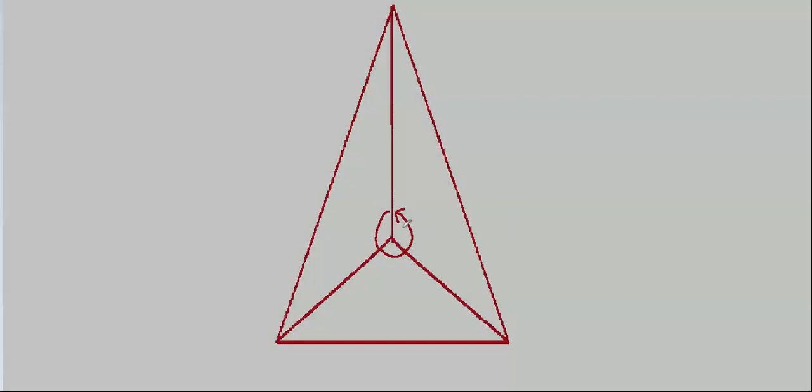For instance, if they were all equal, that would be 120 degrees apiece, 120 in each one, if these were all equal. Now, is it possible to get 360 degrees and still have an obtuse angle? Well, let's see if we can draw one.